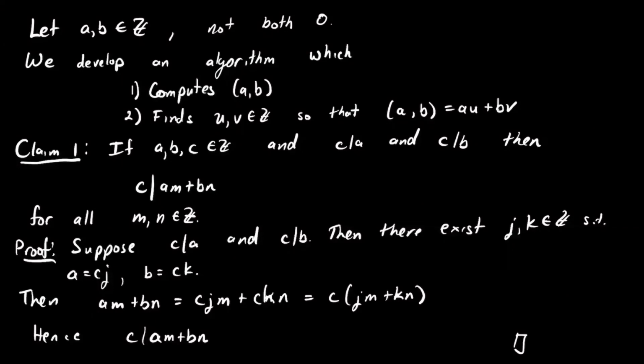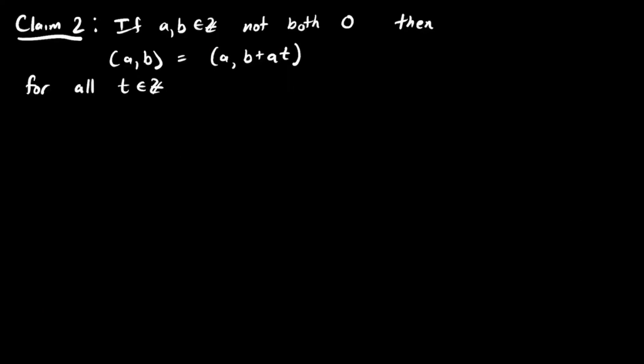Okay, so that's our first very quick proof, and it's one of the facts that we'll need when we prove that the algorithm we develop actually does what it's supposed to do. So our second claim says the following. Our second claim says that if a and b are integers that are not both 0, then the GCD of a and b is equal to the GCD of a and b plus at, for all t in Z. So this says that if I take b and I add any multiple of a to it, the GCD is unchanged. Okay, so let's prove this.